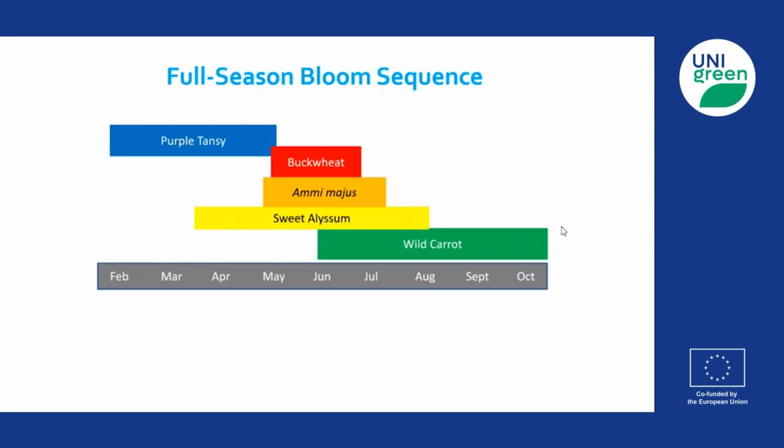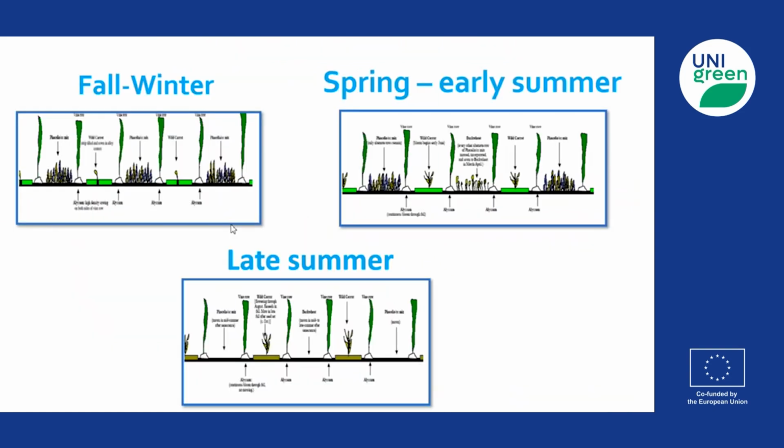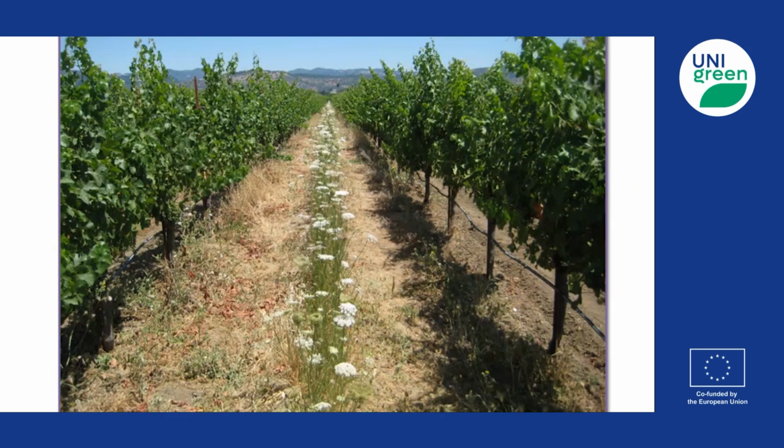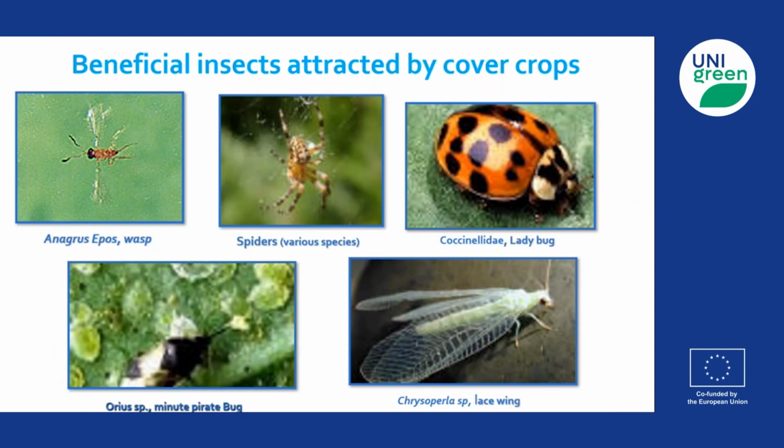And this was kind of the challenge that we have: how to propose a full-season bloom sequence of different plants, and this is what we did with these flowers. So we have more or less what we need to plant in the fall, winter, spring, early summer, and late summer. And you can see the transition. We were using cicuta or wild daucus. They're very drought tolerant, so late in the summer, we are going to have only that one. But the result is that the beneficial insects' needs are there. So these are the beneficial insects that we attract.